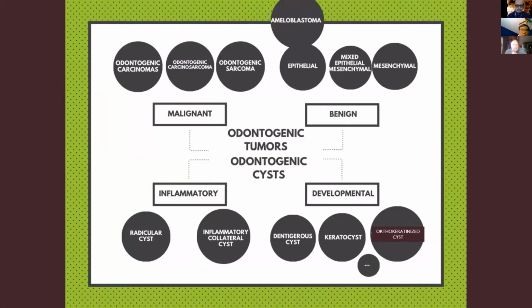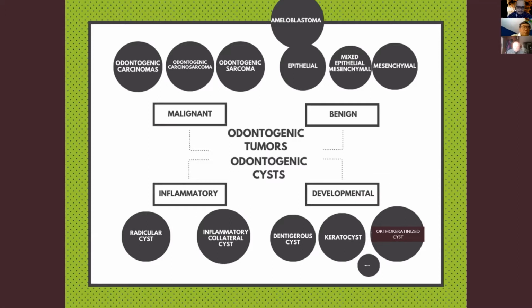In general, this schematic view approaches how these lesions are classified. At the top of this schematic view, we have the odontogenic tumors, and these could be either malignant or benign. The benign are classified according to the predominant component that can be epithelial, mixed epithelial-mesenchymal, or only mesenchymal.